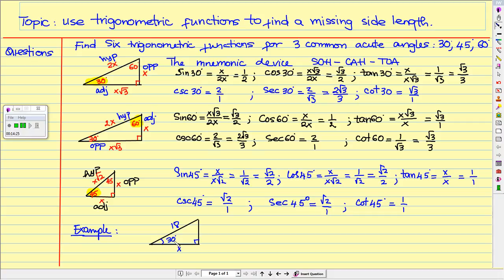Okay, so because we are given the acute angle 30 degrees and the length of the hypotenuse, I'm going to label this hypotenuse as 18 units. It can be inches also or something. And we are asked to find the length of the adjacent. So this is the adjacent. Therefore, we have to use the cosine function.